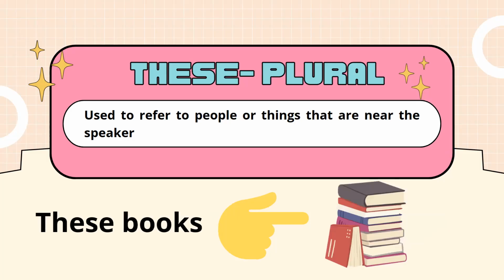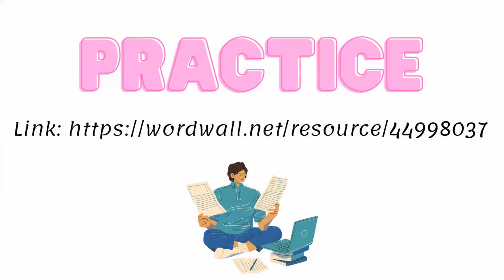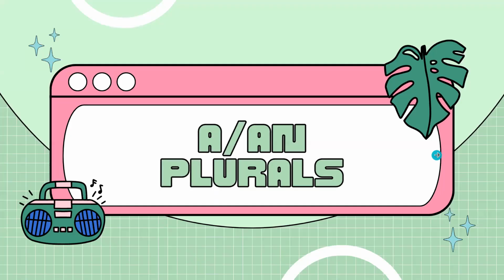These is used for plural. It's used to refer to people or things that are near the speaker. These books. Those is also plural. It's used to refer to people or things that are distant from the speaker. Those books. Here's some practice.